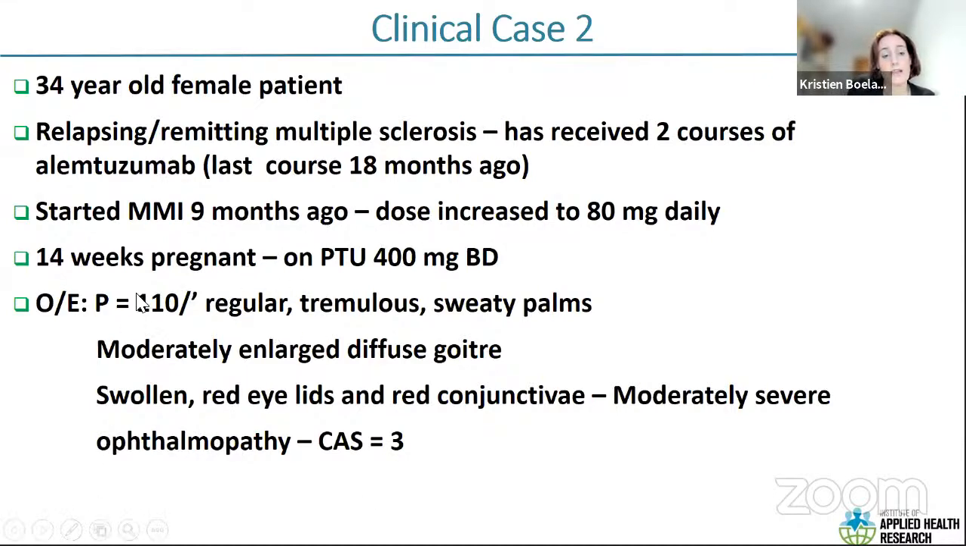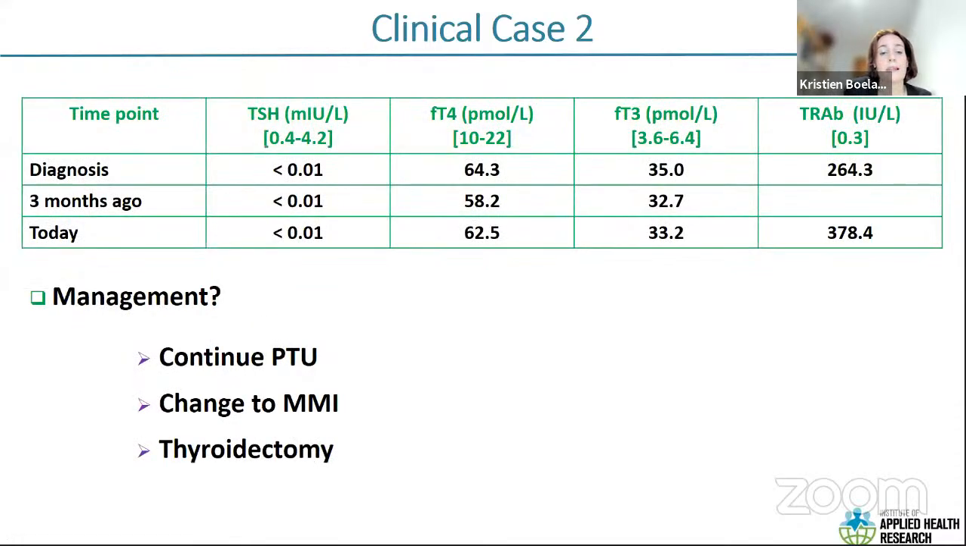You can see she's thyrotoxic with a regular pulse, but tachycardic. She's tremulous and she has sweaty palms. She has a moderately enlarged diffuse goiter, and she has signs of ophthalmopathy with a clinical activity score of 3. When we look at her thyroid function test, you can see that at diagnosis of Graves' disease, she had good going thyrotoxicosis with a significantly raised T3 and T4 and very raised TSH receptor antibodies.